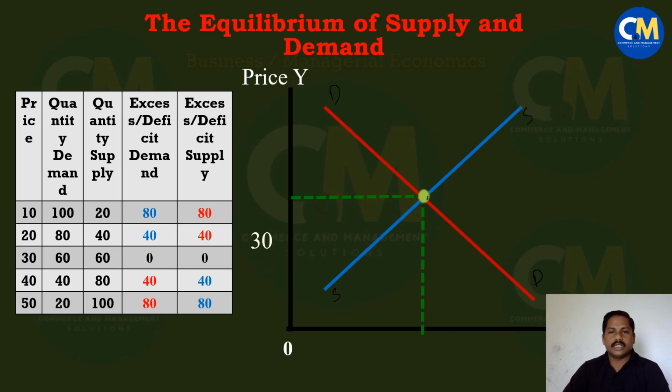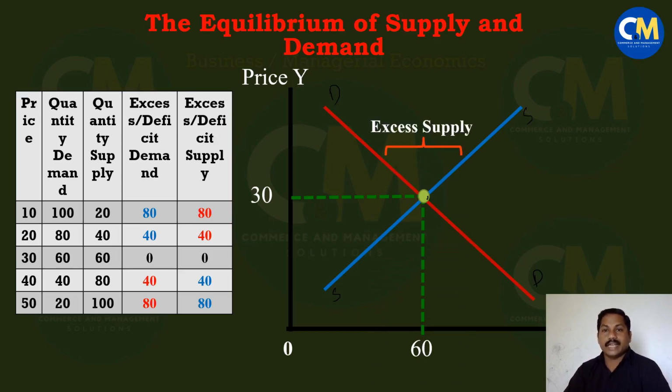Here you can see the price is 30, the price of the product, and the quantity demanded and supplied is 60. If you are supplying more product into the market, that means above the demand curve, you can say it is excess supply, meaning shortage or deficit of demand. We can say either excess supply or deficit of demand. Both ways, it is a deficit of demand. Then on the other side, what is happening?